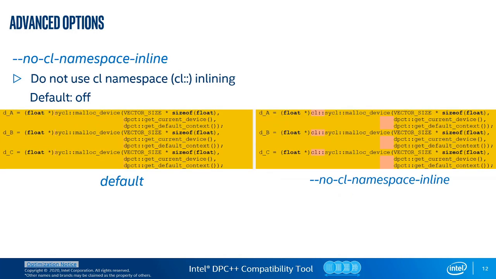This is the last option I want to show in the scope of this presentation, which is on in the compatibility tool by default. The namespace generated by the tool is cl::sycl inline, and not sycl. The option no-cl-namespace-inline will force the tool to use the full namespace. Note that there are other interesting options available in the tool you may use in order to control the code migration.